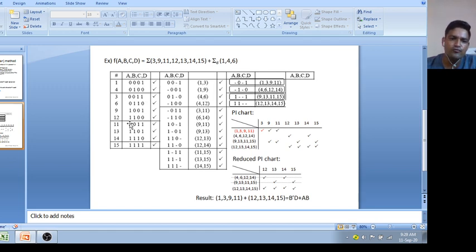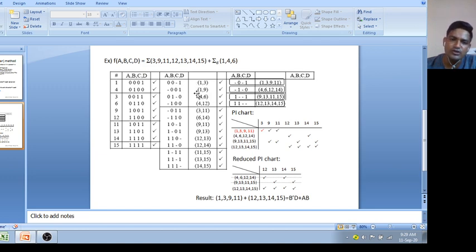Similarly compare this group with this group. Now compare 3 with 11, yes possible. 3 is 0 0 1 1, 11 is 1 0 1 1, only one variable is changing: dash 0 1 1. Repeat this process. Then 6 with 14, yes possible. 9 11 possible, 9 13, 12 13 and 12 14. Now compare this with this. 11 15 is possible because only one variable is changing. Then 13 15 is possible, and 14 15 is possible. Now these are your prime implicants.